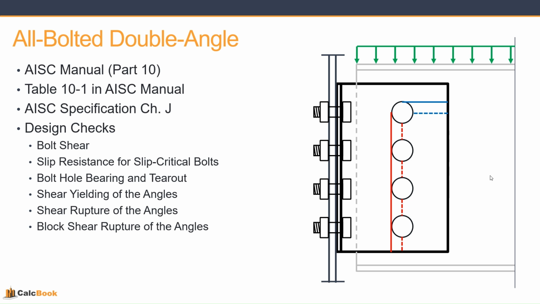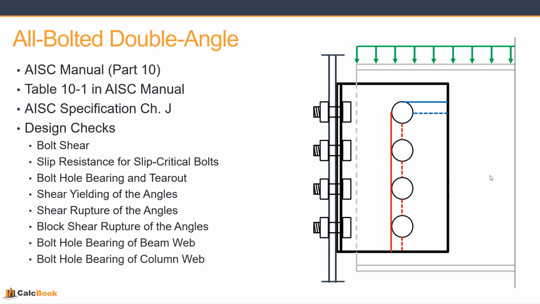And then there are two additional things that we check in CalcBook that are not part of the tables, and that's bolt hole bearing of the beam web and bolt hole bearing of the column web. There are quite a few additional checks that you would need to do in the beam, but considering all the different configurations, whether it's single coped or double coped or however you have your beam set up for that connection, the calculations can vary quite a bit. So we'll leave that up to the user, but we check everything related to the double angles and the bolts for this type of connection.